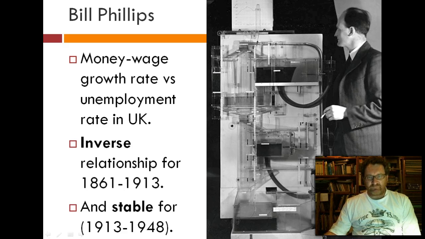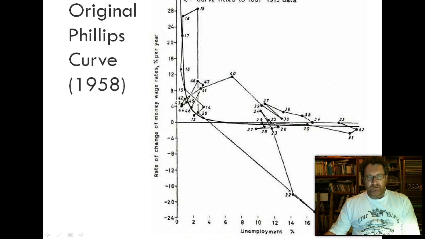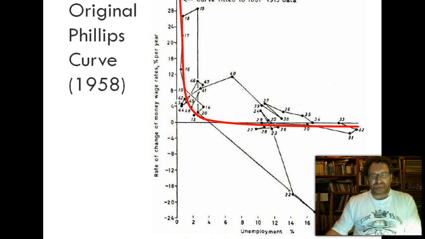So let's look at the actual graph that Bill had printed in his 1958 paper. So if we look here, there's the Phillips curve. As you can see, when the rate of change of money wage rates is very high, the unemployment rate is very low. But when the unemployment rate is very high, like 22%, the change in the money wage rate is very low. In fact, it's negative in his calculations or his empirical estimations. So there appears to be this inverse or negative relationship between these two variables, which is kind of interesting.